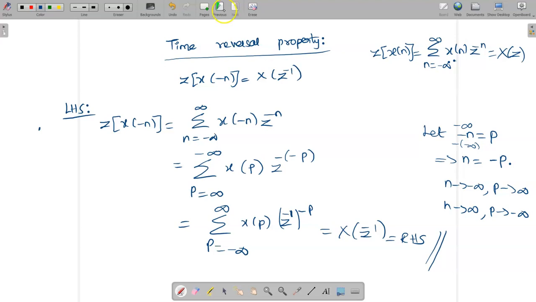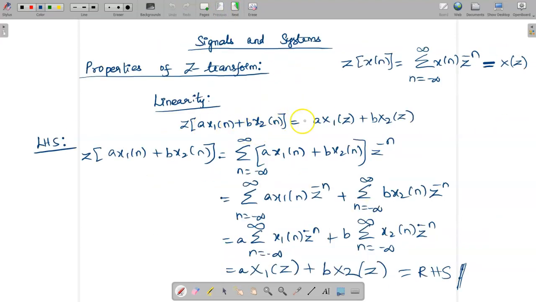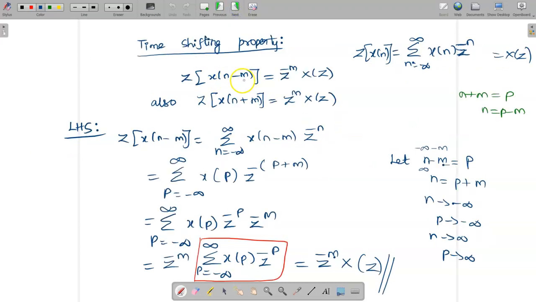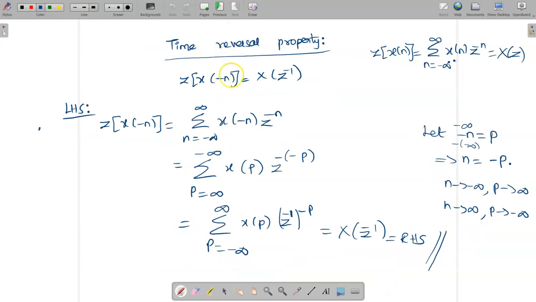And one more thing, so this is your linearity property which follows your superposition principle. And next, see the term. Okay, don't memorize the property, see the term. The n has been shifted by some value, it has been subtracted by some value. N is time. Time has been shifted by some value, either minus m or plus m. So this property is called time shifting. Next, time reversal. The n value has been changed to minus n. Okay, the reversal of your time has been done here. Hence it is called time reversal property.